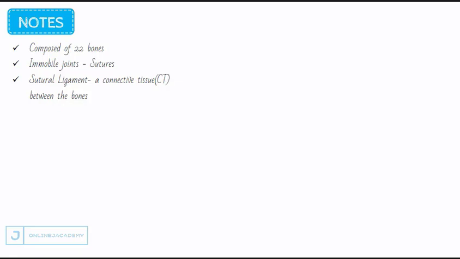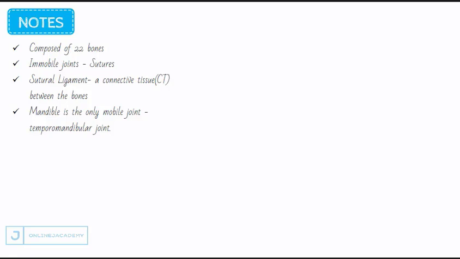And the only exception to this, okay, is the mandible, right? Why? Because it is united to the skull by the mobile temporomandibular joint. That's the only exception we have in the skull. The rest are joined by the immobile joints that we call sutures.